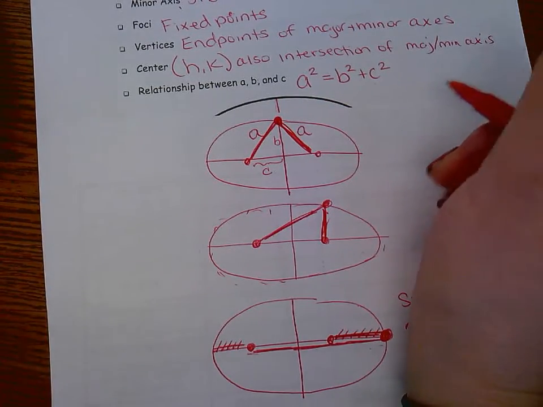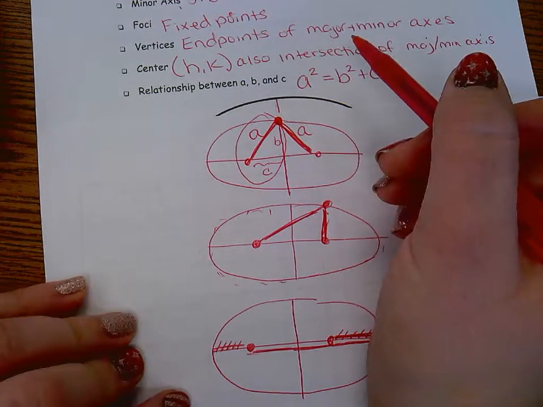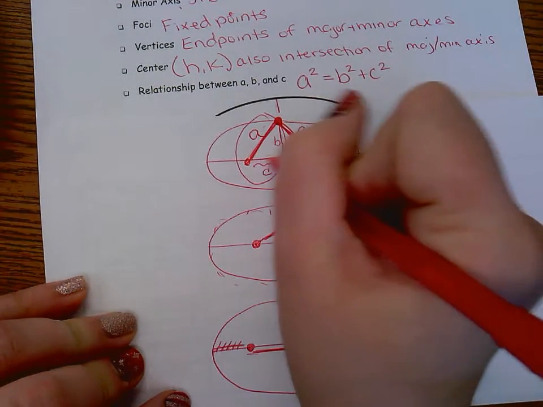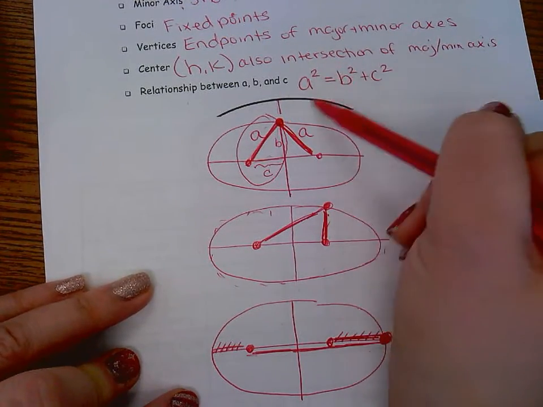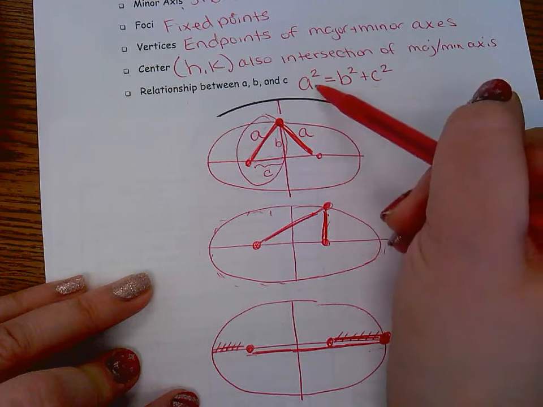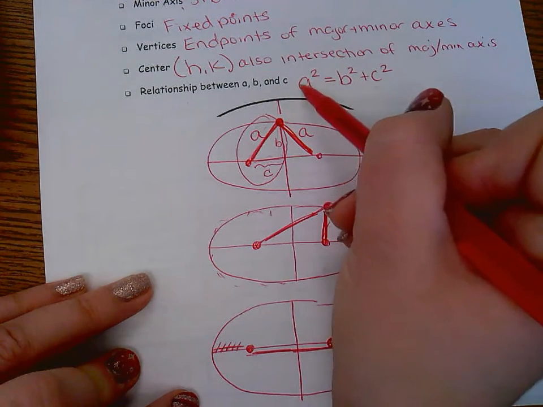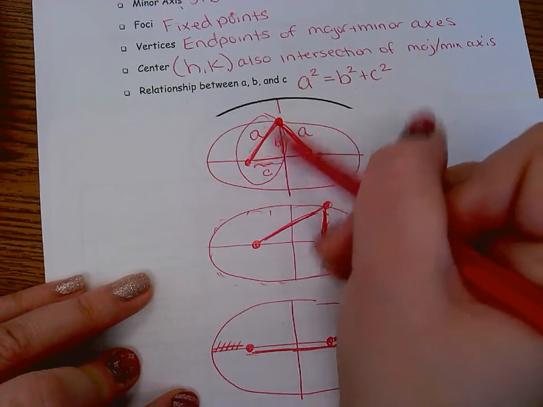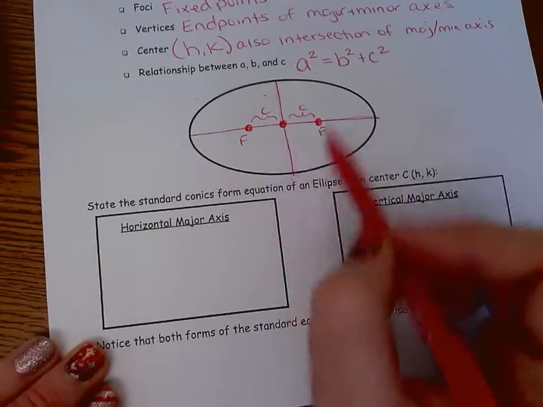So that's b. Do you see how I just formed the Pythagorean identity from the Pythagorean theorem? a squared is the hypotenuse, and that has to be equal to b squared plus c squared. We usually refer to the hypotenuse as c squared, but we could also say leg squared plus leg squared equals hypotenuse squared. So this is our Pythagorean identity to find c on an ellipse.